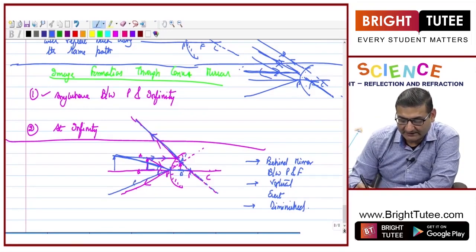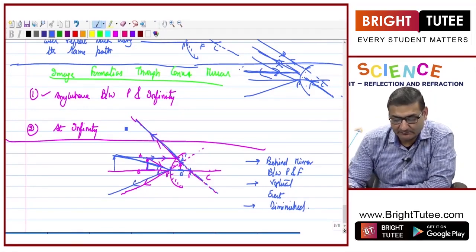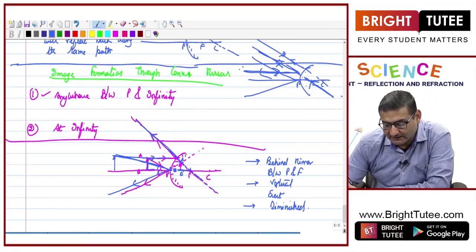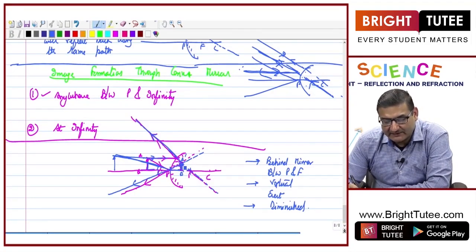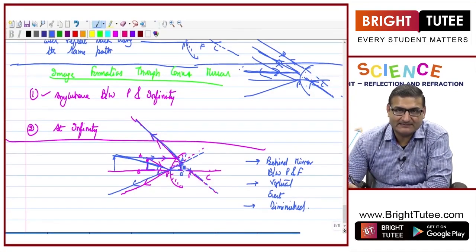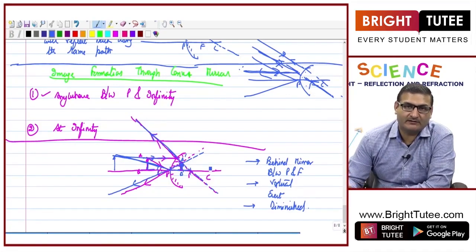They are not going to meet anywhere as they are diverging from each other. What we will do is, we will again extend these rays, and the point at which they will appear to meet, at this point we will get our image. Fine. Slightly different from the earlier one. Otherwise, approximately as per the position, no change whatsoever.